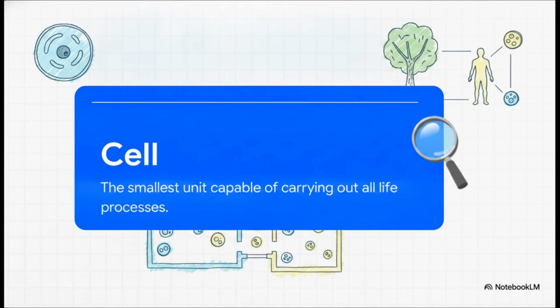So what exactly is a cell? Well, it's the absolute smallest unit capable of carrying out all life processes. If you take a human, a plant, or an animal and break it down, the cell is the absolute final frontier. It's the point where all the characteristics of life still exist independently. You can think of it as the fundamental, self-sustaining floor plan of life.